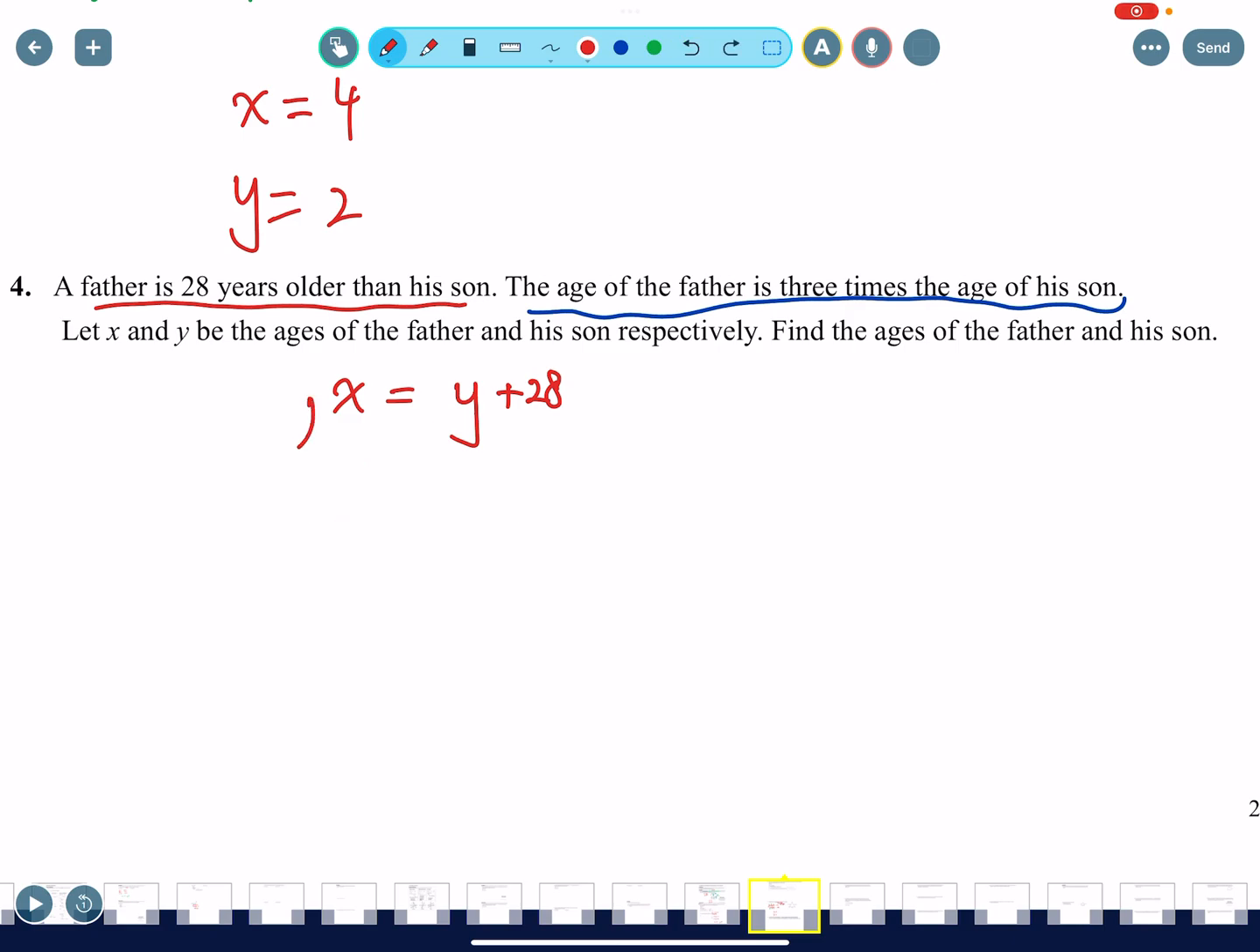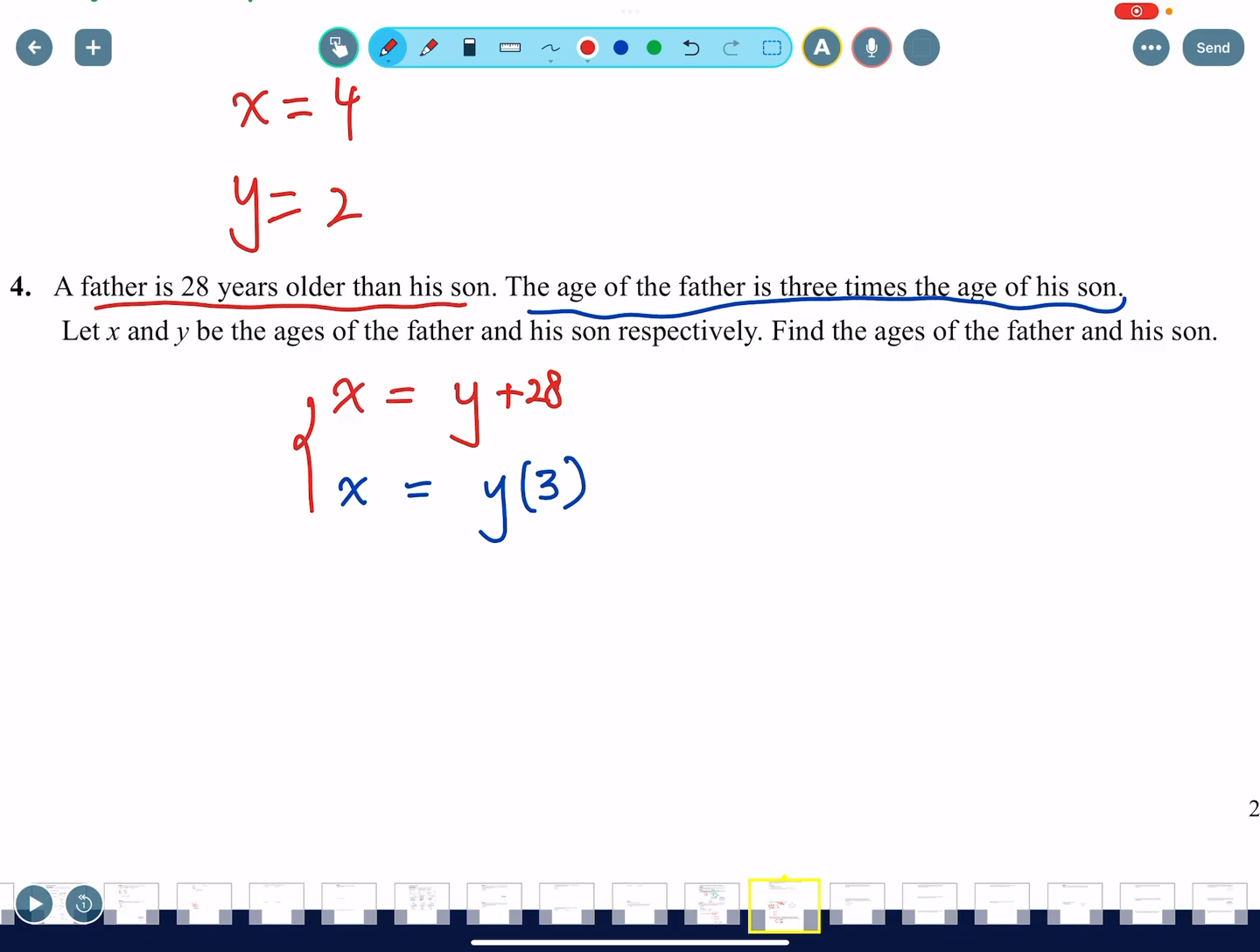This is our first equation. The second equation is the age of the father is 3 times the age of the son. Again, the father is older, so you're not supposed to times 3 on the father, because if you times 3 on the father's side, you're making that number even larger, right? So in order for them to be equal, you're supposed to times 3 on the smaller number, which is the son's age. The son is the smaller number. So now they should be equal after multiplying 3 into Y.